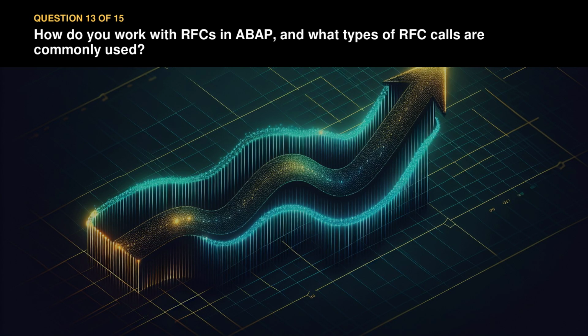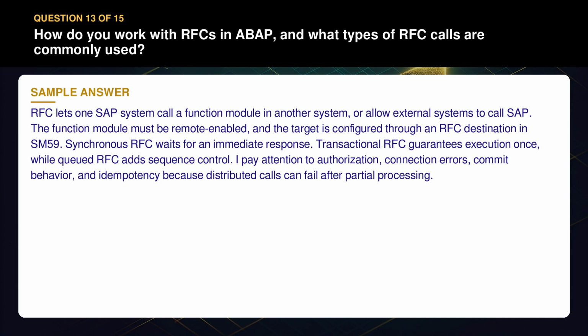Question 13. How do you work with RFCs in ABAP, and what types of RFC calls are commonly used? RFC lets one SAP system call a function module in another system, or allow external systems to call SAP. The function module must be remote-enabled, and the target is configured through an RFC destination in SM59. Synchronous RFC waits for an immediate response. Transactional RFC guarantees execution once, while queued RFC adds sequence control. I pay attention to authorization, connection errors, commit behavior, and idempotency because distributed calls can fail after partial processing.